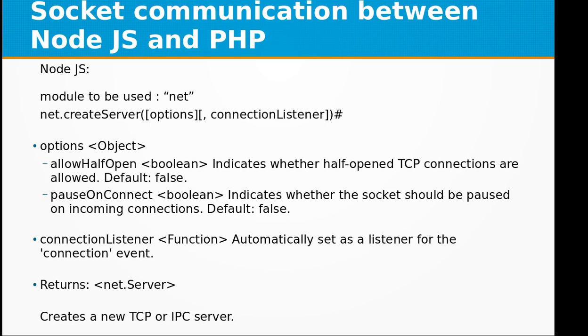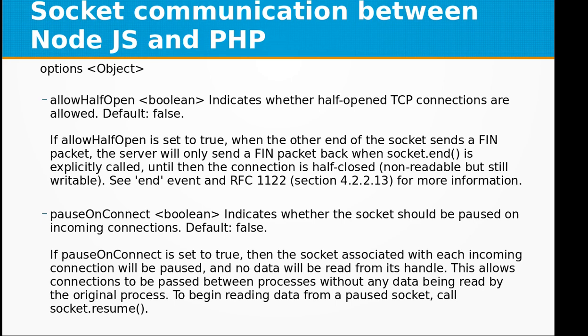In Node.js, we will be using the module called net, and the function we will be using is net.createServer, which receives options and a connection listener. In the options, we have allowHalfOpen, pauseOnConnect, and the connection listener, and it returns a new TCP or IPC server. Let's look at the options that are being passed to the createServer function of the net library.